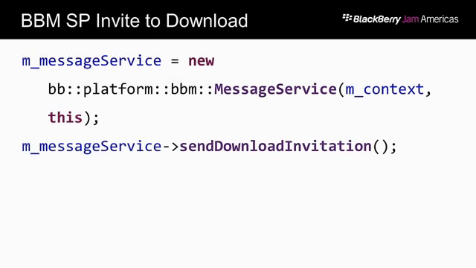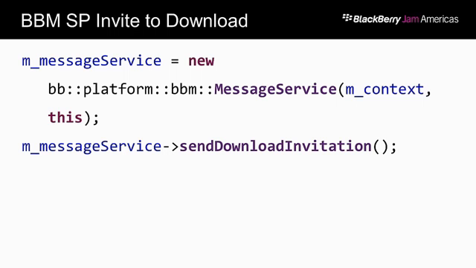So once we've done registration, we can start using some of these APIs. These are using the Cascades BBM social platform APIs. And this is an example of all you need to do to send an invite to download message. The first thing we're doing there is creating a new message service object. And that m_contacts variable there, that's something that was initialized during the registration process.